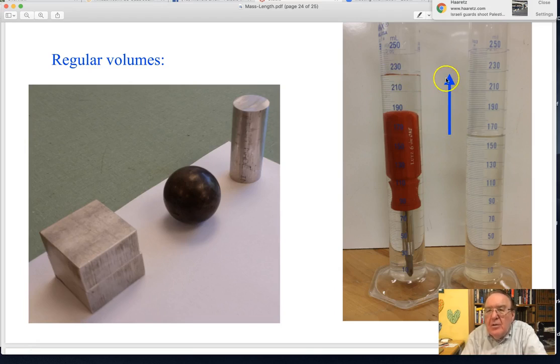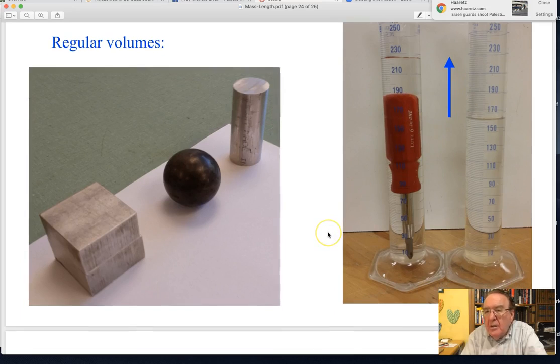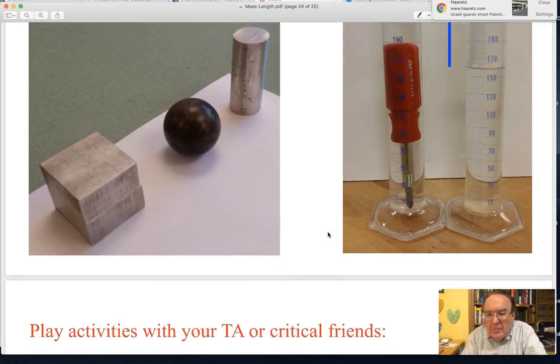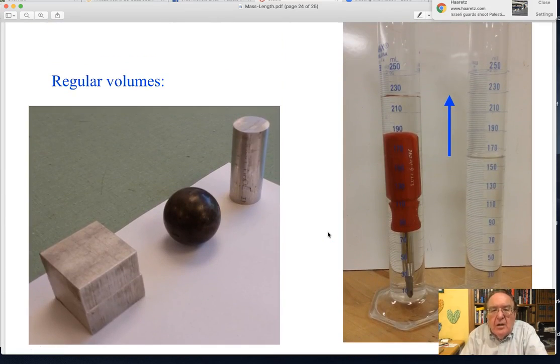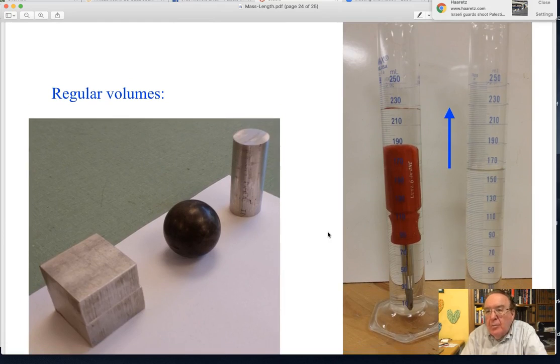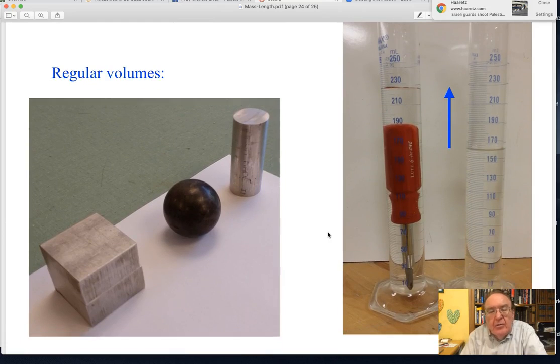So the difference between these two is the volume of the water displaced, which is equal to the volume of the screwdriver. Okay. Now, measuring masses and volumes gives you densities.